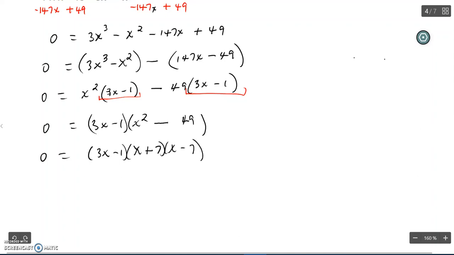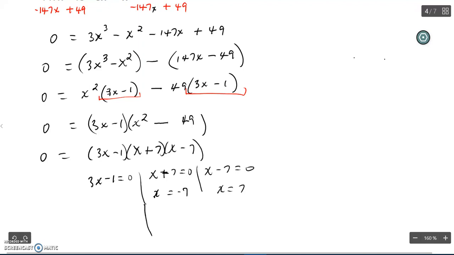I just set each factor equal to 0 and solve. So I have 3x minus 1 is equal to 0. These two are very simple. Don't even need to write them down. I doubt you do. x plus 7 equals 0. x minus 7 equals 0. Now, like I said, these are easy. So this is going to be x is equal to 7. This is going to be x is equal to negative 7.